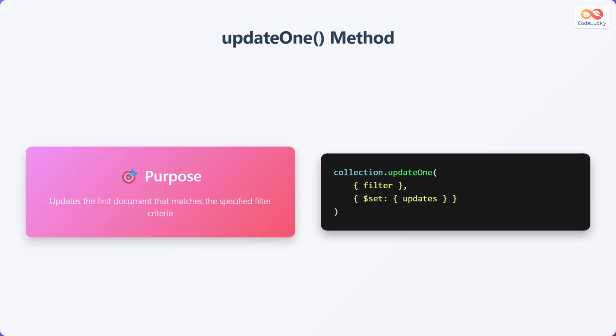The updateOne method is used to update the first document that matches the specified filter criteria within a collection. It's designed for scenarios where you only need to modify a single document. The syntax is as follows: collection.updateOne, then parenthesis, inside which filter and update parameters are given. The filter parameter specifies the condition to locate the document. The update parameter defines the modifications to be applied, using operators like $set to change the document.